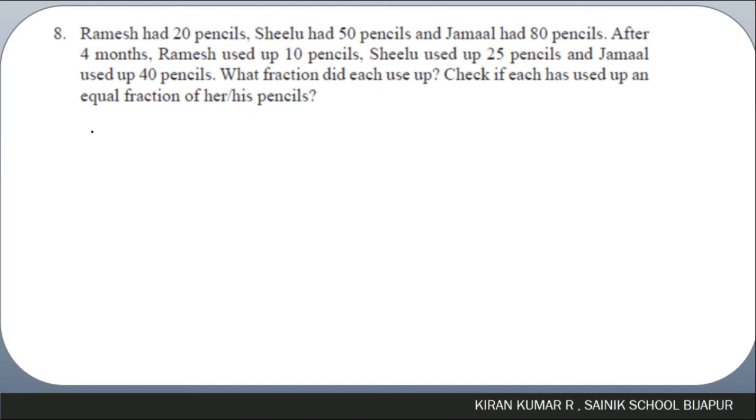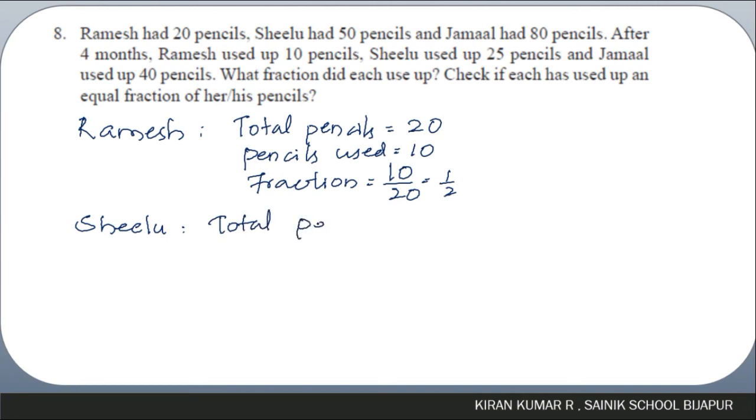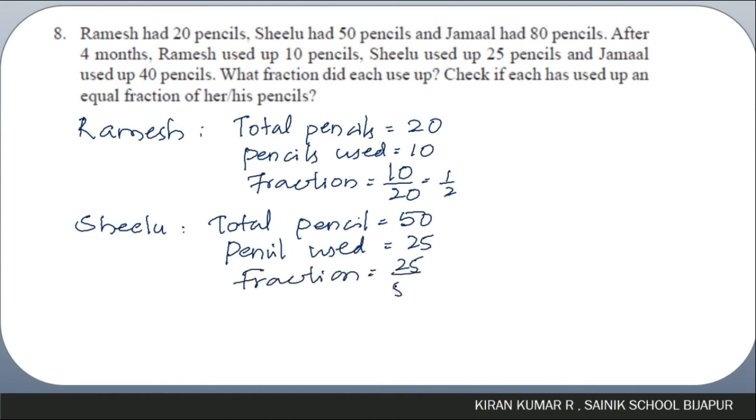So let me take one by one. Ramesh, the total pencils with him was 20 and pencils used is 10, and the fraction of pencils used will be 10 upon 20, nothing but 1 by 2. This is with respect to Ramesh. With respect to Sheelu, total pencils with Sheelu was 50 and she has used 25. So the fraction here is 25 upon 50, nothing but 1 by 2.